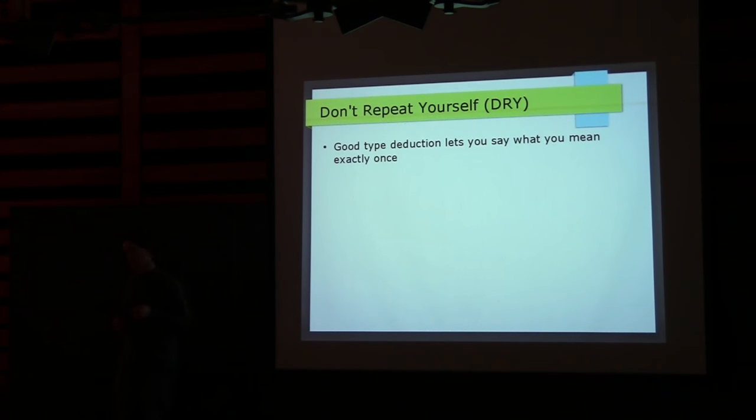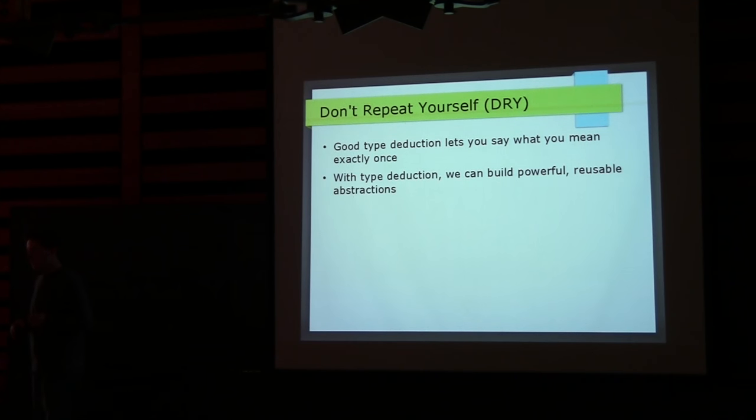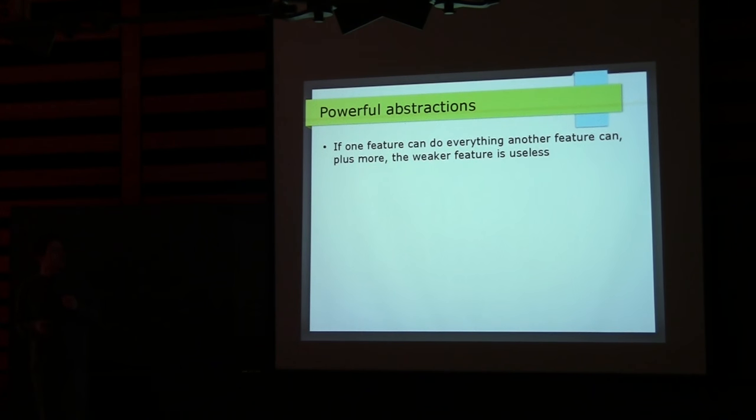Good type deduction lets you say what you mean exactly once. If you say it twice, then you have to change it twice when it changes, and there's a chance that you'll get it wrong. With type deduction, we can build powerful, reusable abstractions. So with powerful abstractions, if one feature can do everything another feature can, plus more, then that weaker feature is useless. Why have two ways of doing the same thing?